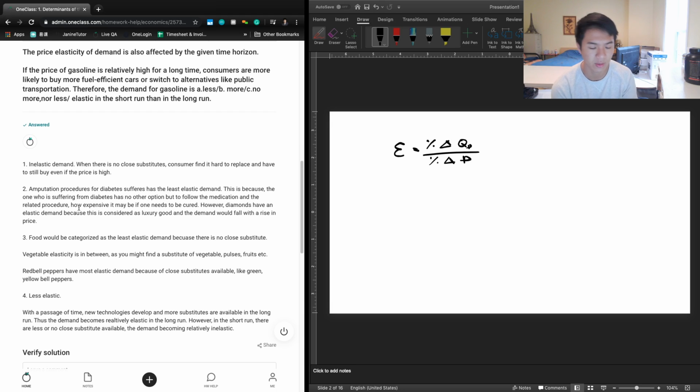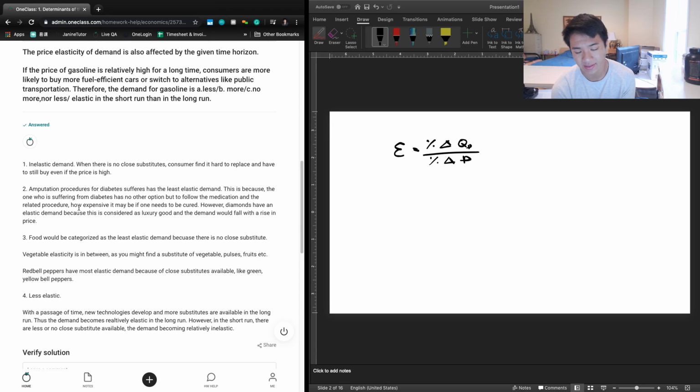And finally, the last question says the price elasticity of demand is also affected by the given time horizon. If the price of gasoline is relatively high for a long time, consumers are more likely to buy more fuel-efficient cars or switch to alternatives like public transportation. Therefore, the demand for gasoline is A, less, B, more, C, no more nor less elastic in the short run than in the long run.